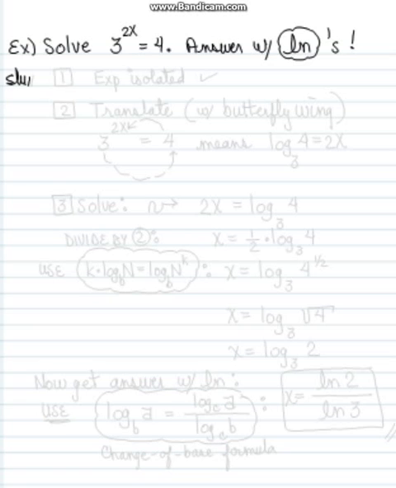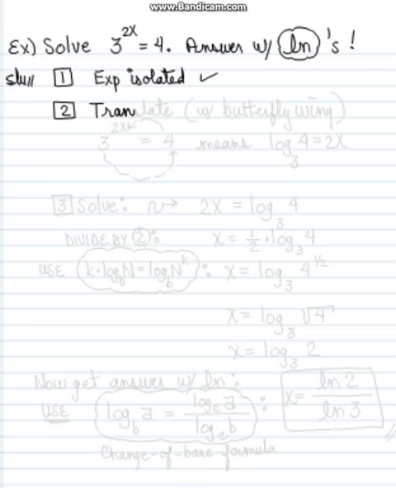So let's use our 3 general steps for solving an exponential equation. Step 1 is to get your exponent isolated on one side of the equal sign. Well, that's done. We have 3 to the 2x power already isolated on the left side.